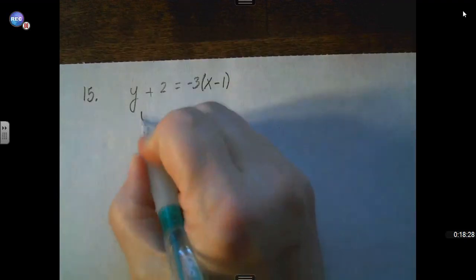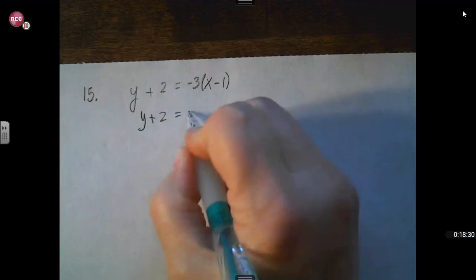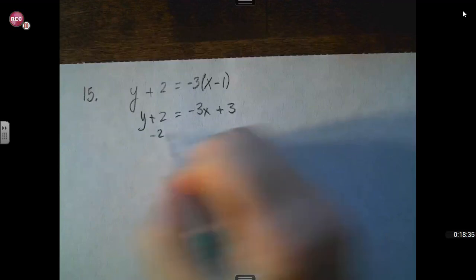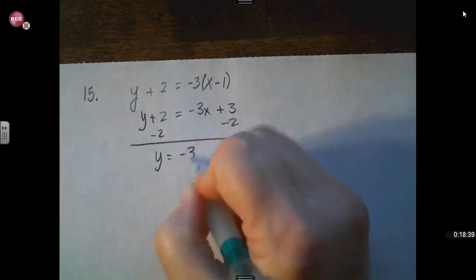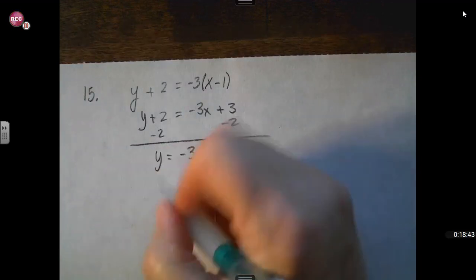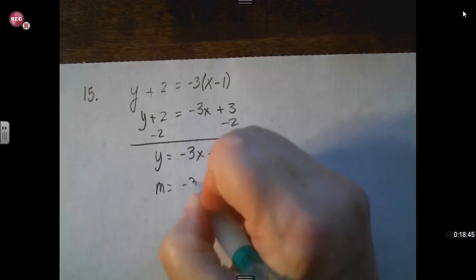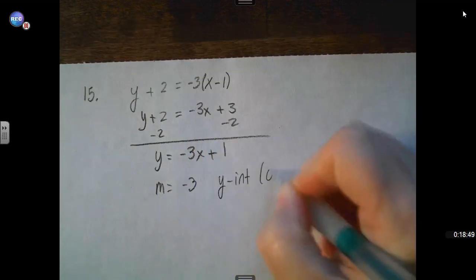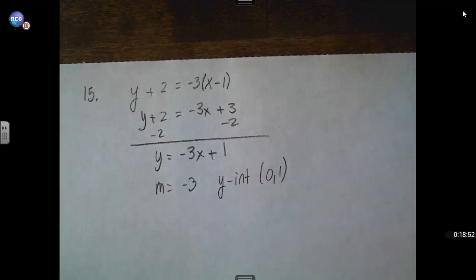So to do that, I need to distribute that -3, and then I need to subtract 2 from both sides. And I get y equals -3x plus 1. So as I said, the slope we already knew, and it's not asking for the slope, it's asking for the y-intercept, which is (0, 1).